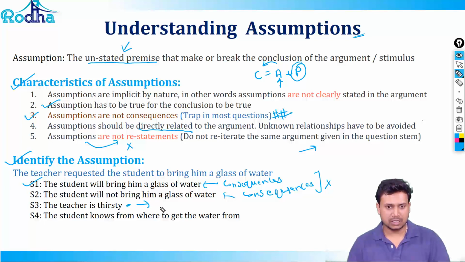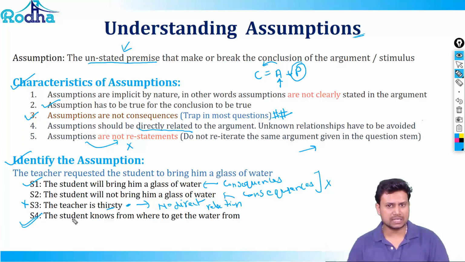So, there is no direct relation to the question that tells you that since the teacher is thirsty, that's why he needs the water. It could be because of any other reason that he would need the water. So this also is not the assumption. The assumption has to be this argument.